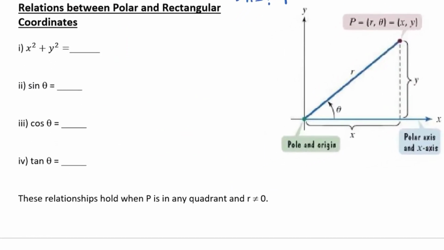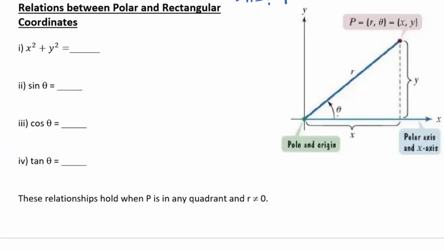Now let's talk about the relationships between polar coordinates and rectangular coordinates. For this, we're going to refer back to our standard right triangle where we label the point X, Y, where X is the adjacent side to theta, Y is the opposite side. So R would be the hypotenuse.